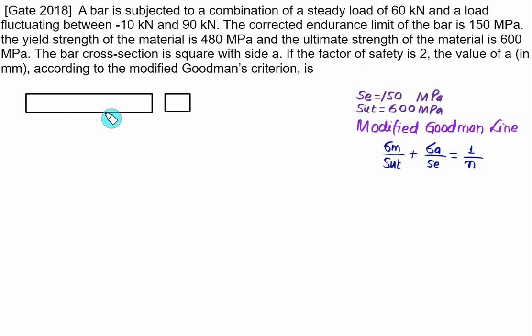We have given here a bar with a square section of side equal to A, and the load subjected here is fluctuating from -10 kN to 90 kN, and we have a steady load equal to 60 kN. So we have to overlap these two loads and then we'll get the fluctuating load on the bar.